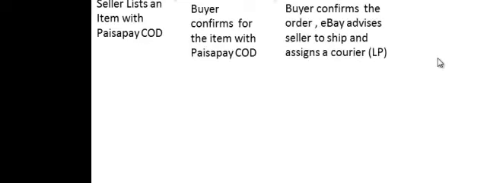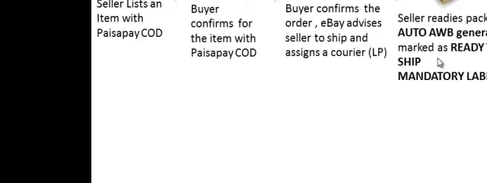Now let us learn how COD process works. Once you have listed an item with COD, buyer confirms the item with Paisa Pay COD. Once buyer has completed the transaction with Paisa Pay COD, eBay confirms with the buyer whether he wants to get the item delivered. Once the buyer has confirmed the same, we inform the seller so that he can pack the item and print the shipping label. Shipping label printing is available in your Paisa Pay. We will walk you through on how to do the same.